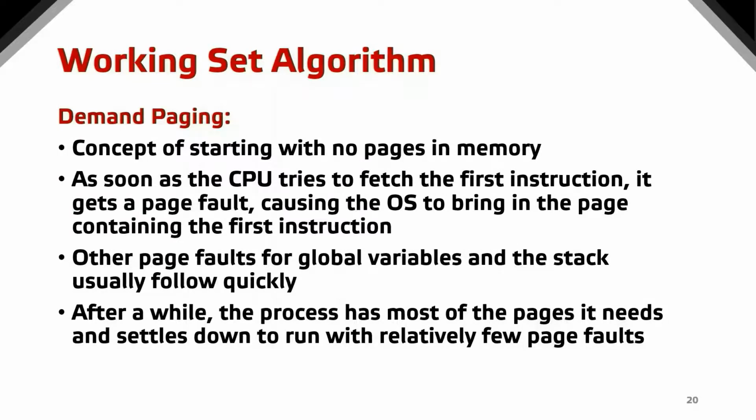In the purest form of paging, processes are started up with none of their pages in memory. As soon as the CPU tries to fetch the first instruction, it gets a page fault, causing the operating system to bring in the page containing the first instruction. Other page faults for global variables and the stack usually follow quickly. After a while, the process has most of the pages it needs and settles down to run with relatively few page faults. This strategy is called demand paging because pages are loaded only on demand, not in advance.